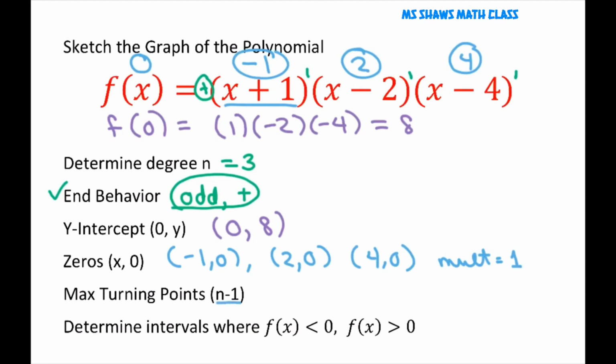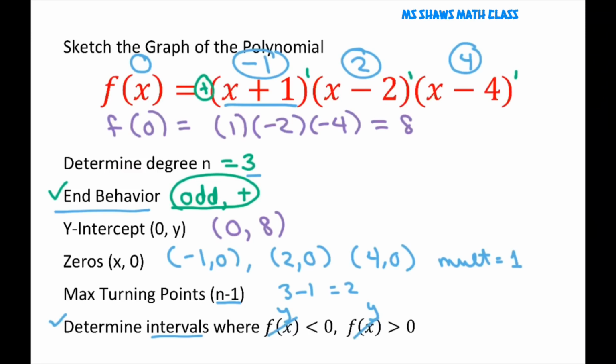Maximum turning points is n minus 1. So that's going to be 3 minus 1, which equals 2. And this part we're going to do after we graph. This is where the graph is negative and where y is positive on these intervals. All right, so let's talk about end behavior.